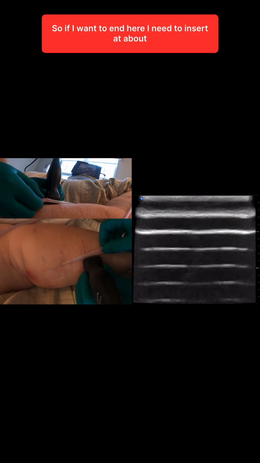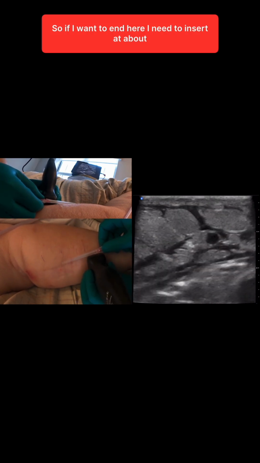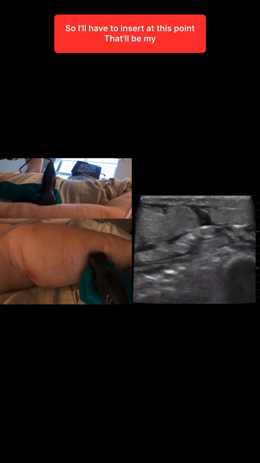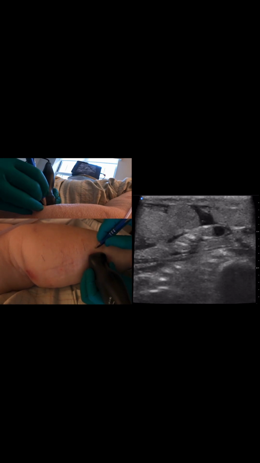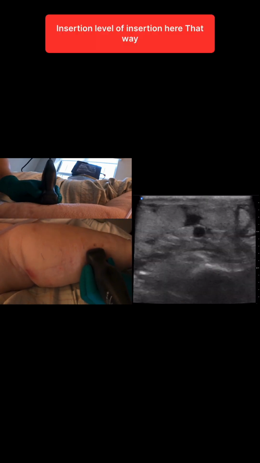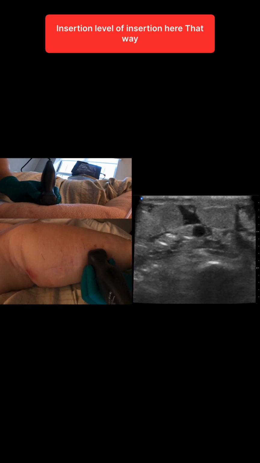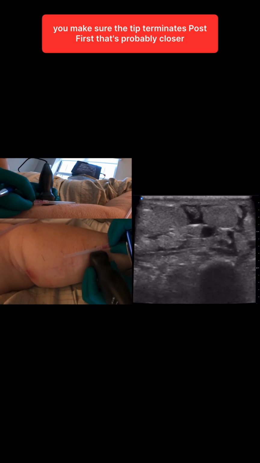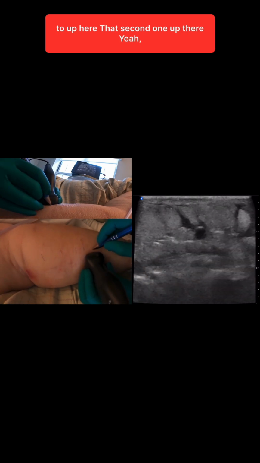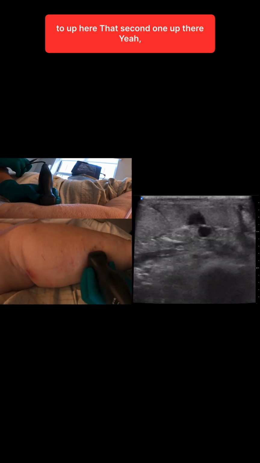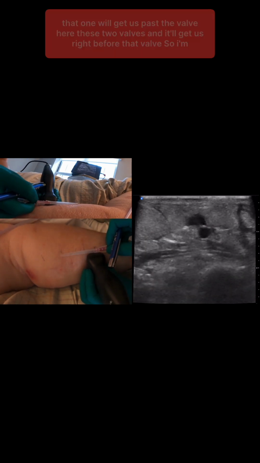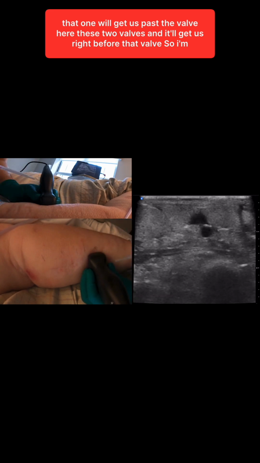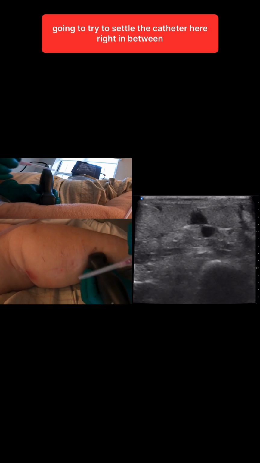So if I want to end here, I need to insert at about, so I'll have to insert at this point. That'll be my level of insertion here. That way we make sure the tip terminates post first. It's probably closer up here. That second one up there. Yeah, that one will get us past the valve here, these two valves, and it'll get us right before that valve. So we're going to try to settle the catheter here right in between.